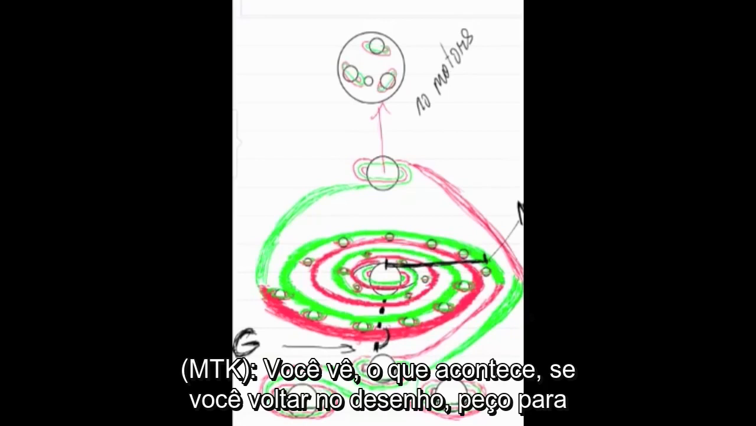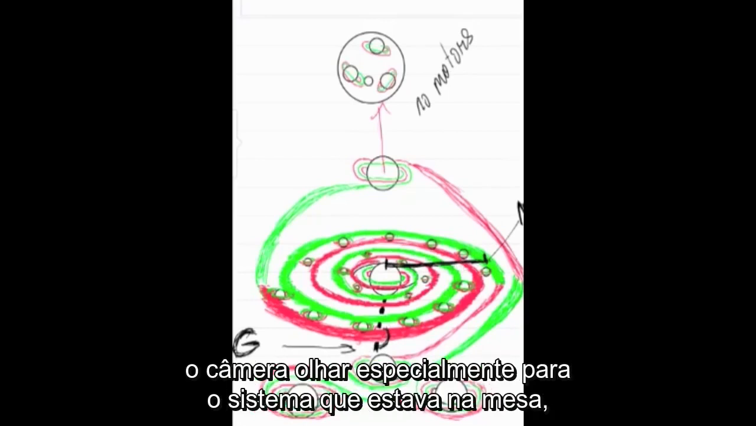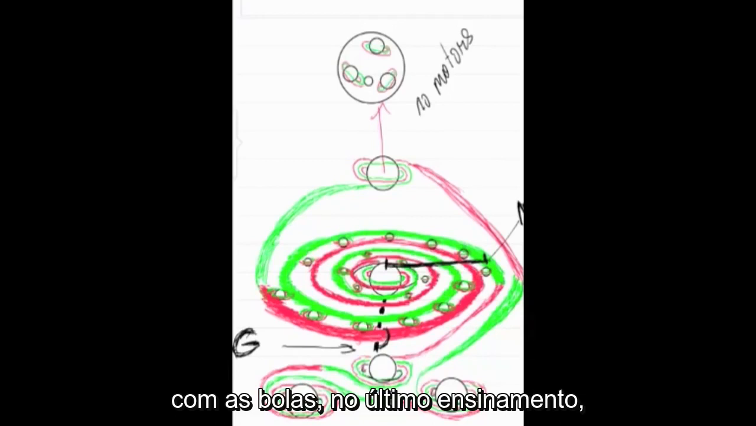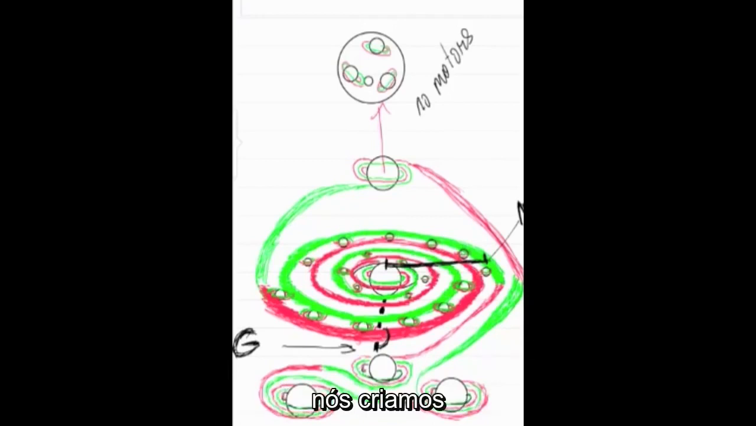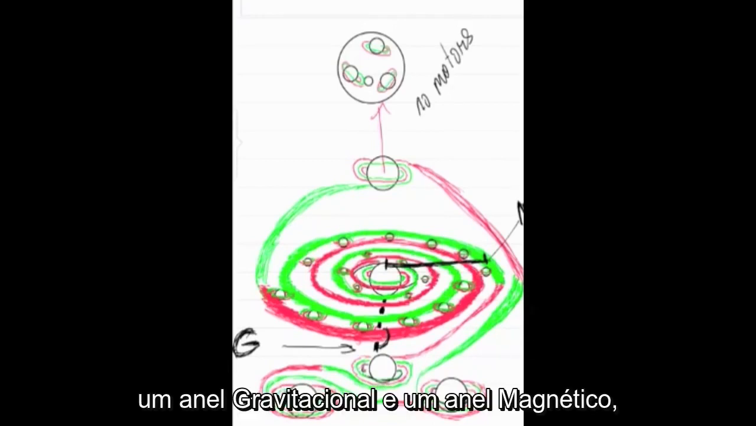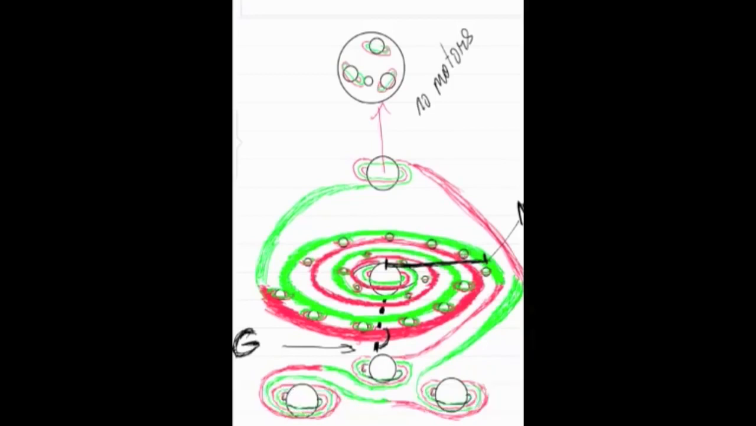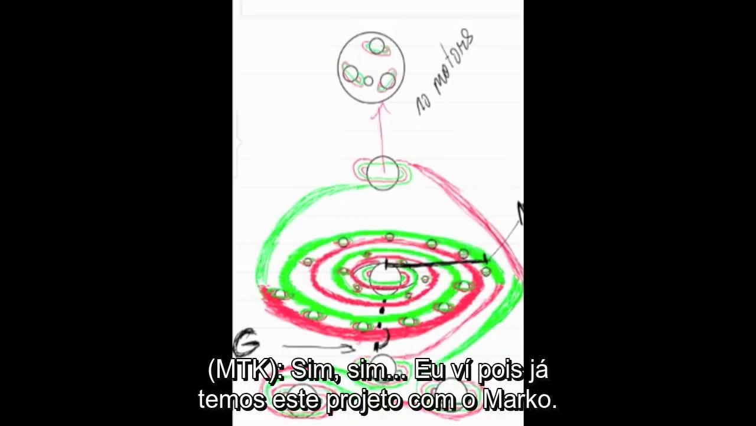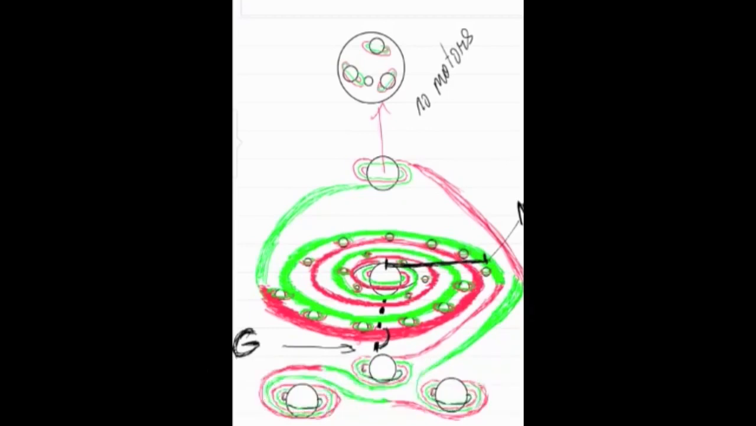If you go back to the drawing, especially ask the cameraman to look into the system which was on the table with the balls on the last teaching. We have created a gravitational ring and a magnetical ring, and Marco has put two beams, which are adjusters. You can adjust it to increase. It's exactly the same thing. Yes, because we already have that designed by Marco.